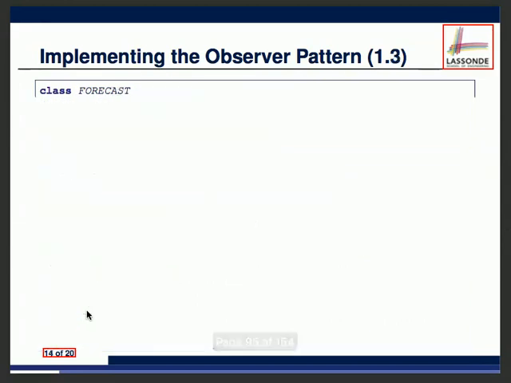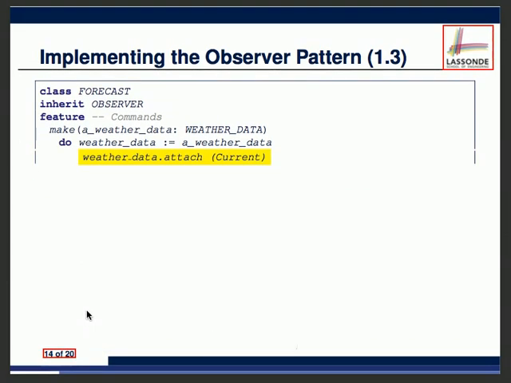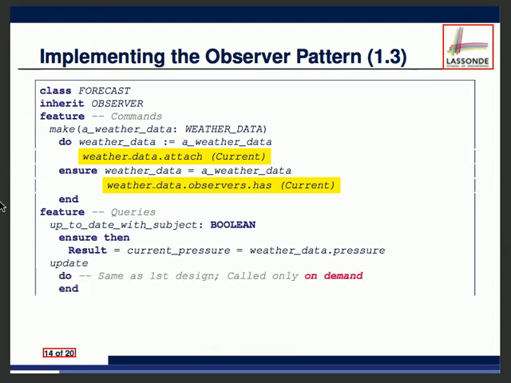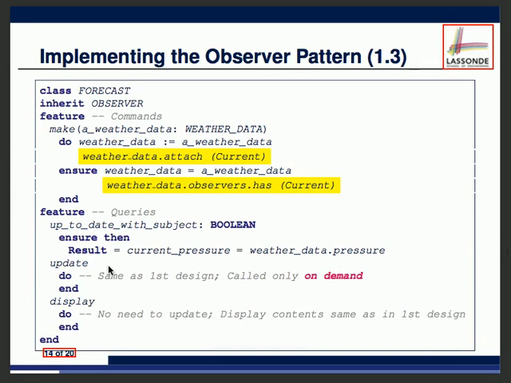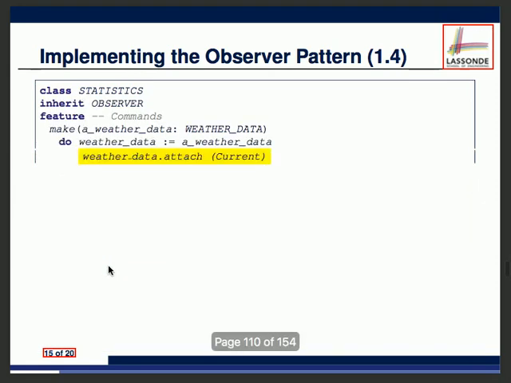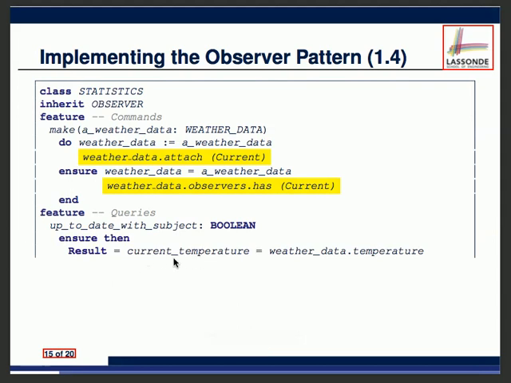Similarly for forecast, I'm just going to go over it very quickly. You also got this attach by setting the bidirectional link. What does it mean to be up to date for the forecast? That means your pressure is up to date, only the pressure. And then you also do the updates on demand and display. And one more, statistics, is similar. You also have to attach. And then what does it mean when the statistics is up to date? In this case, you should make sure the temperature is up to date.